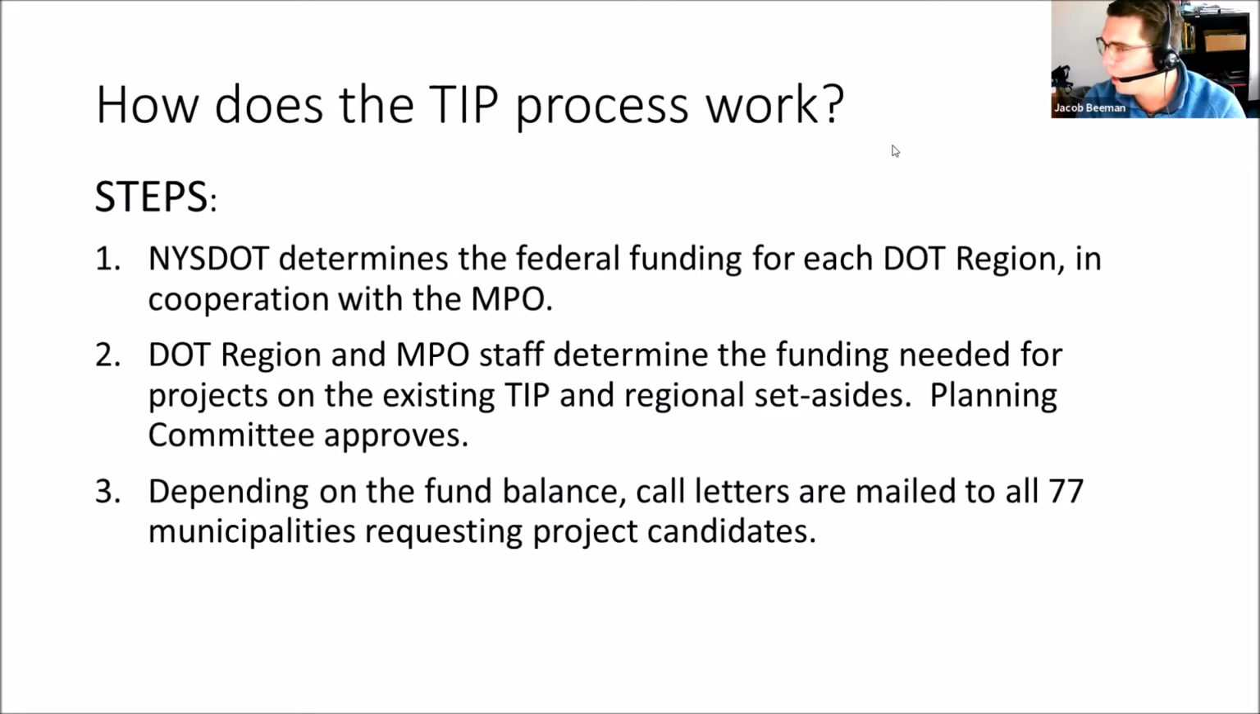projects. Once that dollar amount is determined, the planning committee then approves that amount by year and by fund source, so that we all know exactly which projects can be programmed and in which year and by which fund source. So it's not only the overall number, it's broken down by fund source and year as well. And then step 3, depending on the fund balance, assuming that there will be money for new projects, CDTC sends out letters and announces a solicitation as a call for new candidate projects.